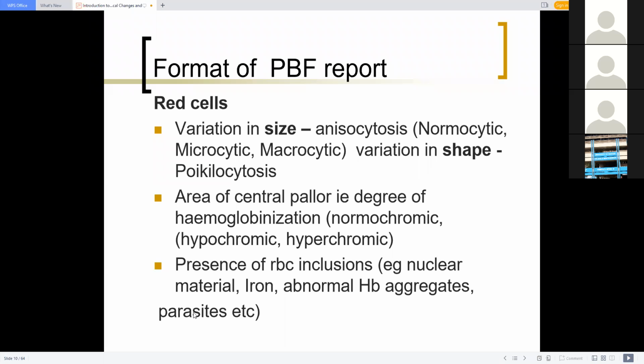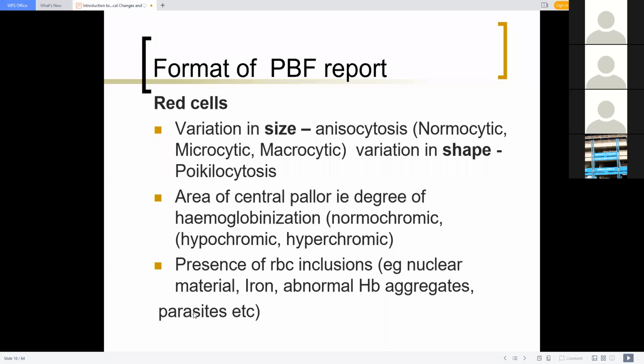It has nothing in it. And when you see inclusions, the inclusions can be either remnant nuclear material, or remnant iron that goes into the structure of hemoglobin. It can be abnormal hemoglobin aggregates that we see, and we are going to give examples of this, or there may be parasites, all right? So that is the way we report red cells.